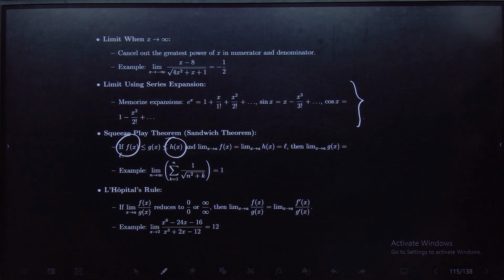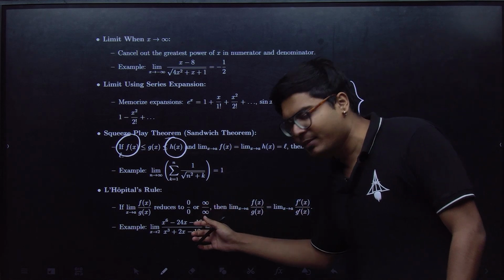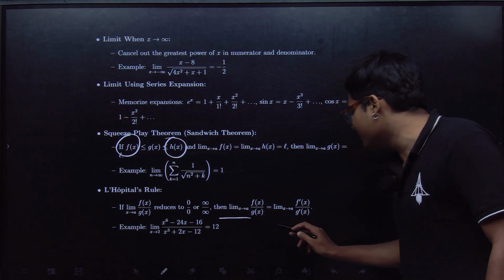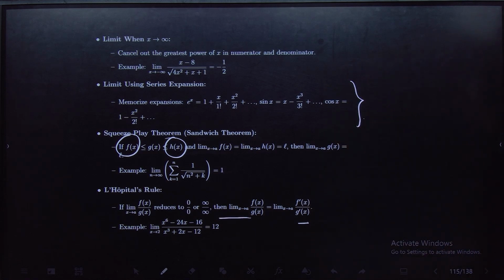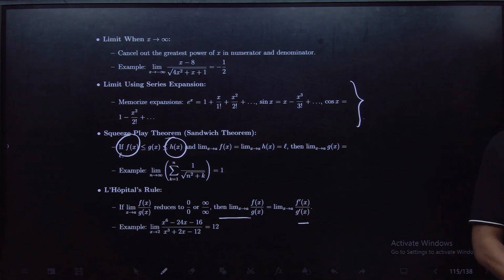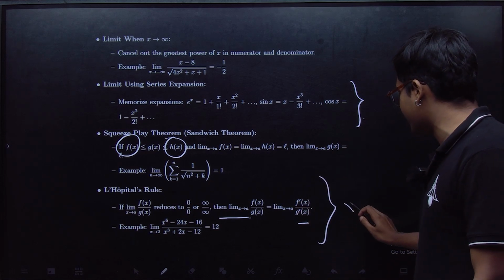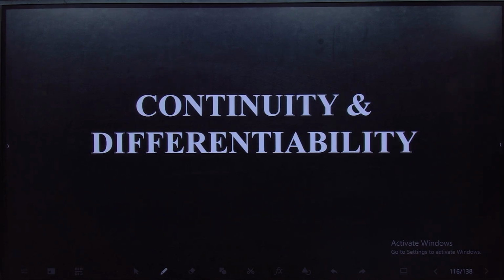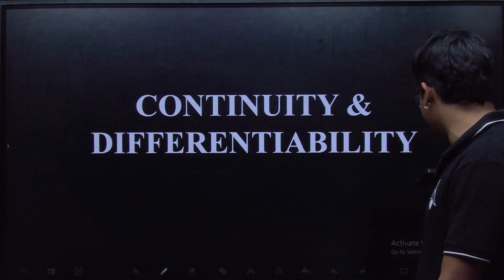L'Hopital's rule, okay? So if you have some indeterminate form which is 0 by 0 or infinity by infinity, these two cases, then what you can do is you can say that the limit is nothing but the limit of the derivative of the numerator and the denominator, right? So you differentiate the numerator, you differentiate the denominator, and then you solve the limit. And L'Hopital is very important because most of the questions you get in your exam can be solved using L'Hopital's rule, okay?